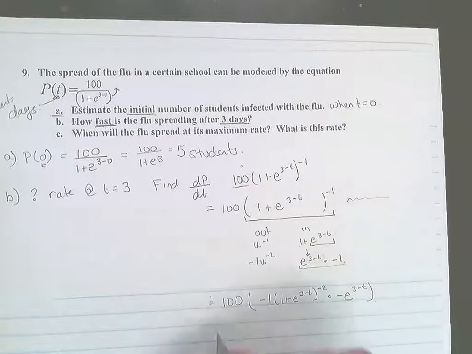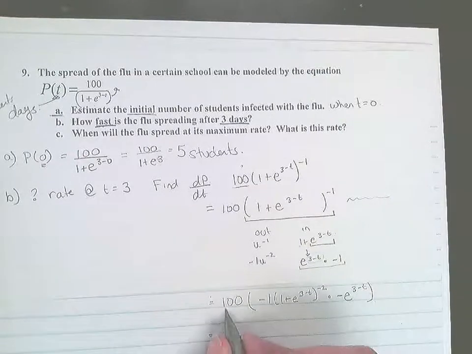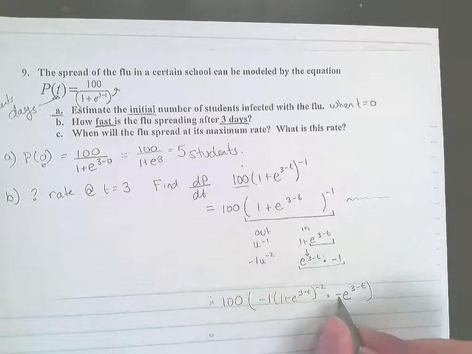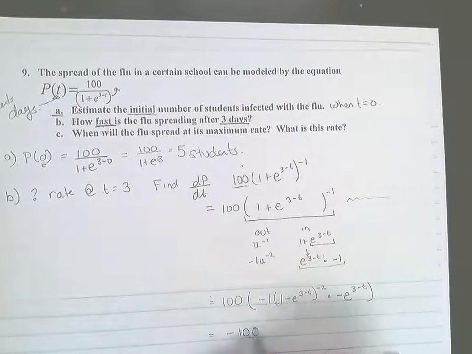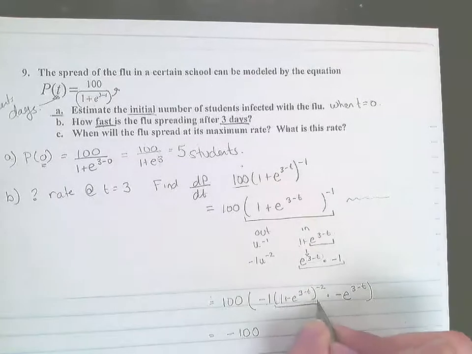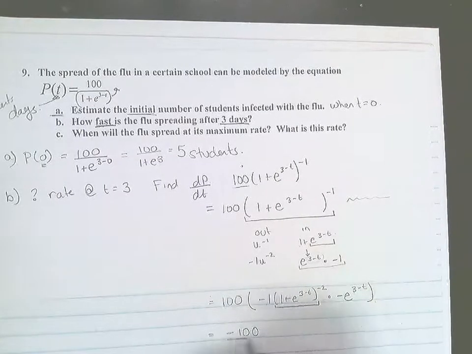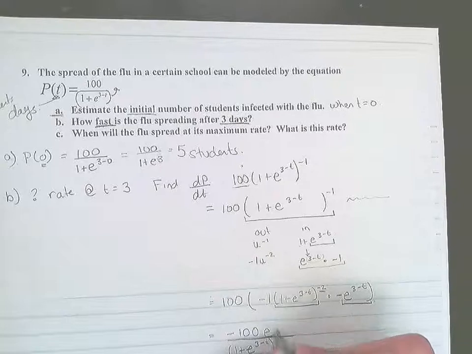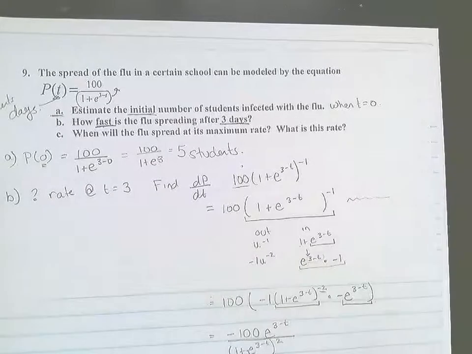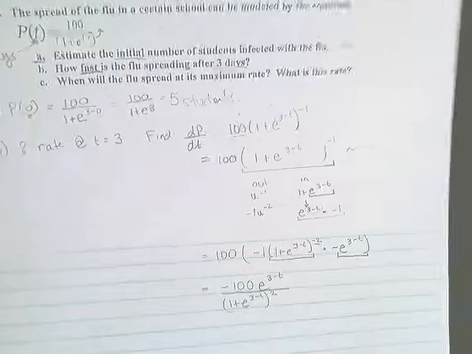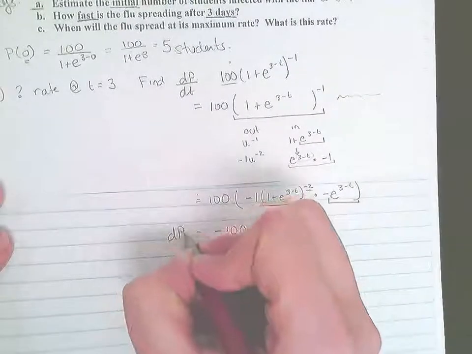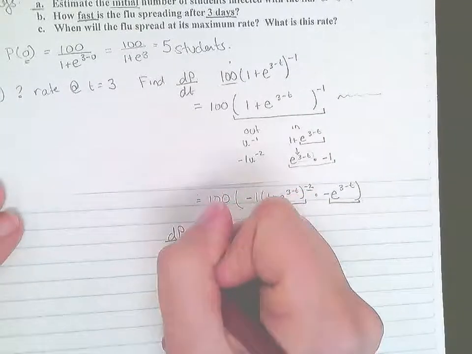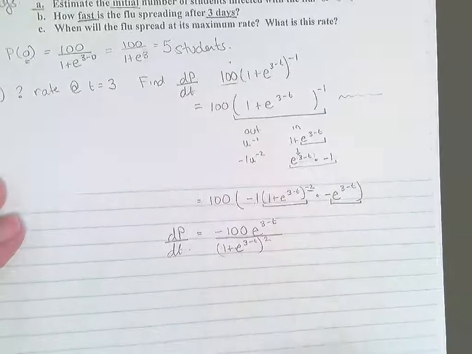And now we're just going to clean this up a bit. So this is 100 times negative 1 times this negative 1, which ends up being negative 100. This part right here is, of course, going to come down to the denominator because of that negative 2. So this becomes 1 plus e to the 3 minus t squared. And then this part right here is staying up top. So there is the derivative of dp dt.